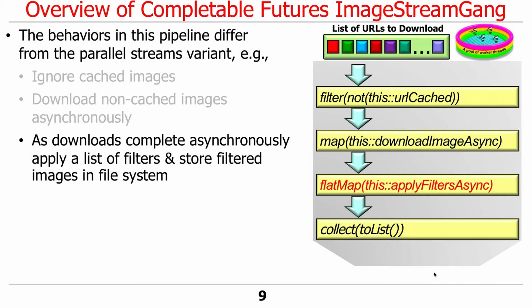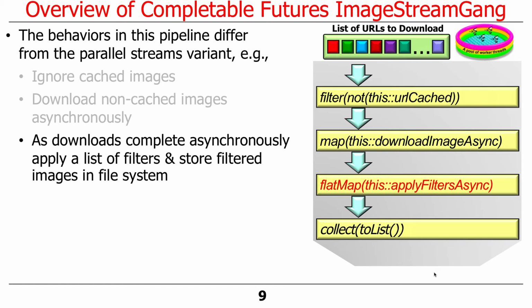That will come back as a stream, and then flat map will take all of those streams of streams and flatten them into a single stream of transformed images. But of course, that actually comes back as completable futures to all that stuff, because this is async. So we'll have a stream of, in this case, 20 completable futures to images that are going to be downloaded, filtered, and stored.